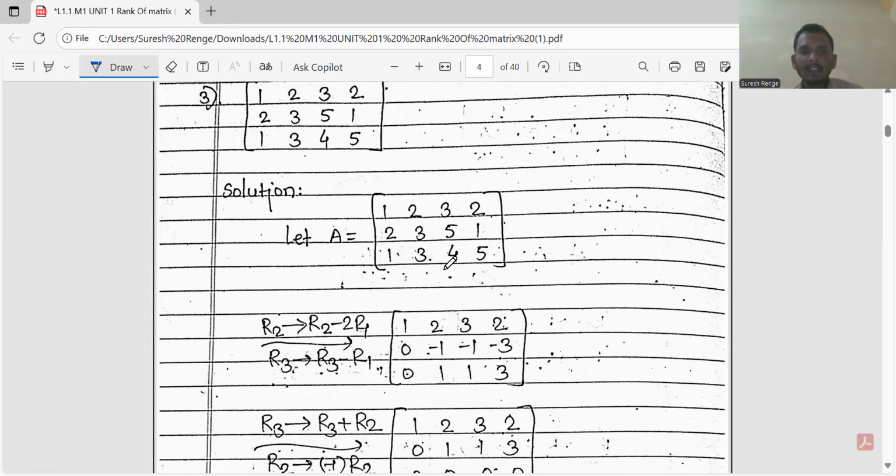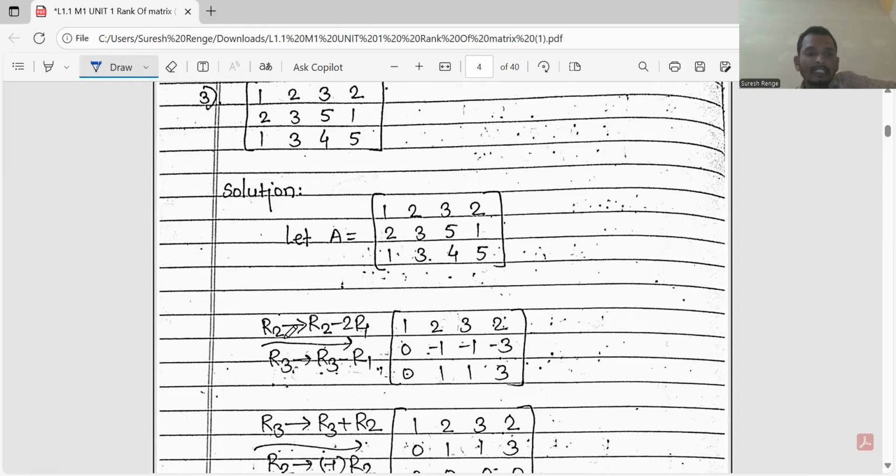Let A be equal to this matrix. We have written it here. Now find the first non-zero leading element for row number 1. The leading element for row number 1 is 1. Whatever elements lie below it must all be 0. That means we want to make the 2 equal to 0 and the 1 equal to 0 by using row operations.